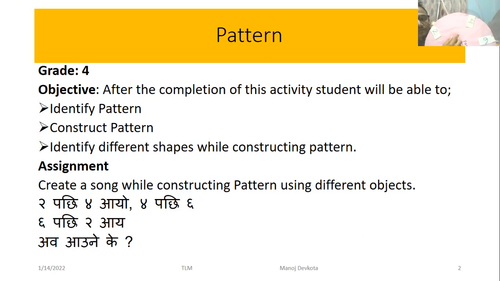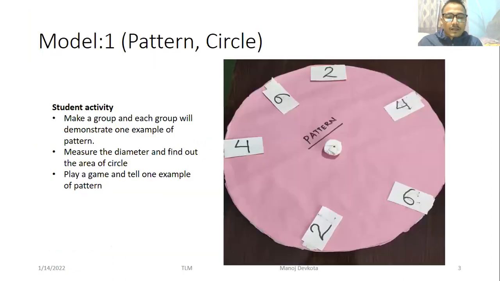This is for demonstration: I have written 2, 4, 6 and 2, 4, 6 repeated, right? For the next trial, I can pick out this one and bring some kind of objects, or the square of a number, cube of a number, square root of a number, and then make a pattern using that. Okay, this much for pattern.